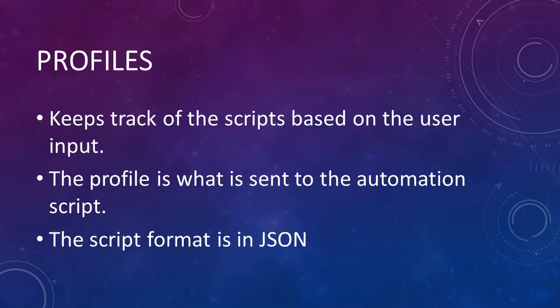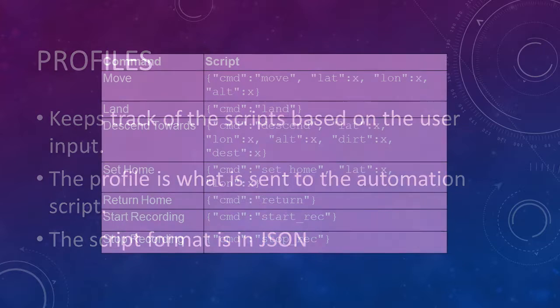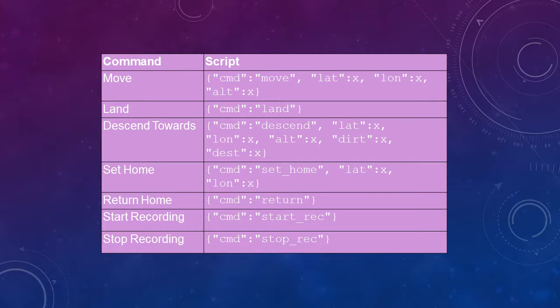The profile is what is sent to the automation script, whose script format is JSON. So whatever the automation script receives is the JSON script based on the profile that is saved. The user input to JSON script format is shown right here. There is a JSON script for each of the functions I mentioned in the user input section, as well as the set home from the map section.